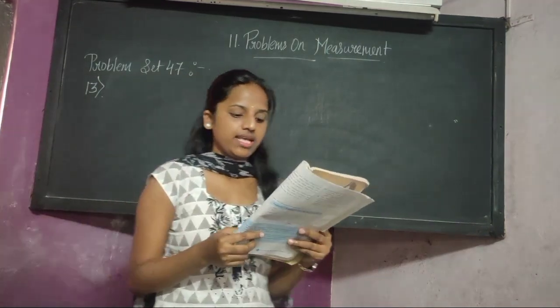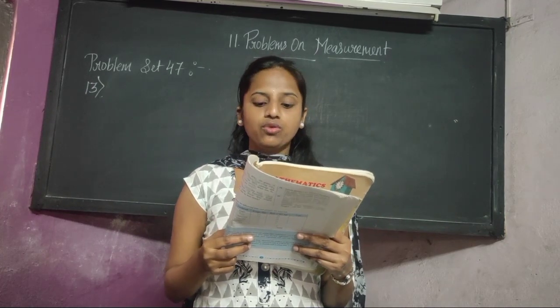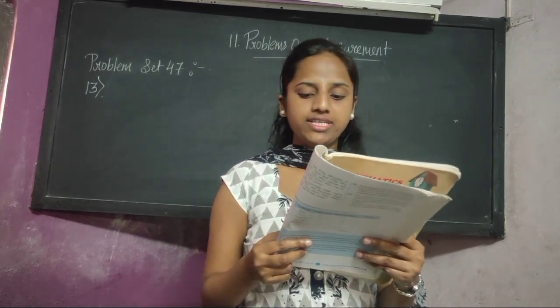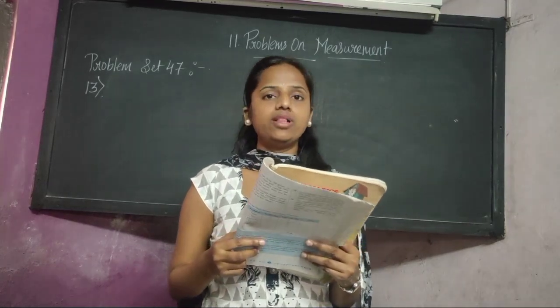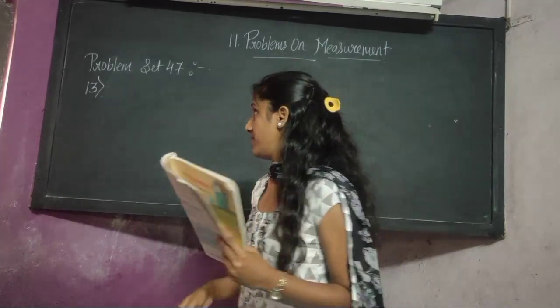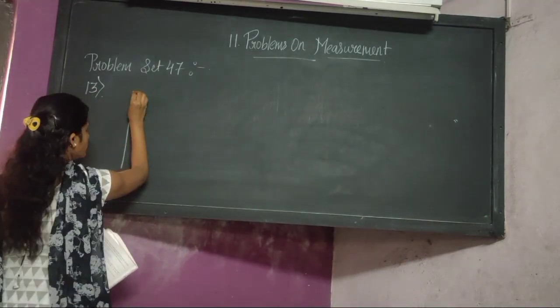Okay, the question is: Seema's mother bought 2 meter 70 centimeter of cloth for a kurta and 2 meter 40 centimeter for a shirt. How much cloth did she buy in all? That we have to find out. So let us find this. First of all, we have to draw a table for this.